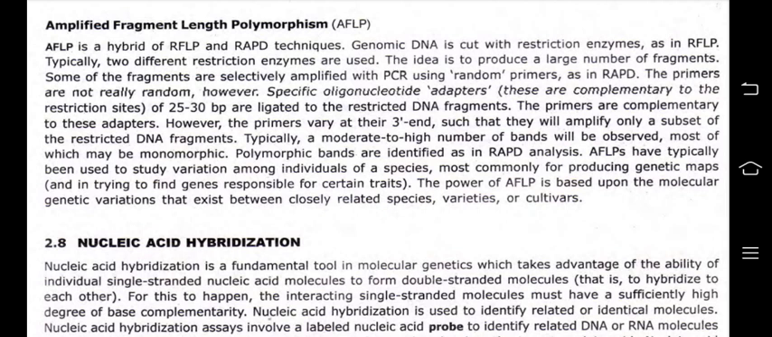Next, amplified fragment length polymorphism, or AFLP. AFLP is a hybrid of RFLP and RAPD techniques. Genomic DNA is cut with restriction enzymes, as in RFLP. Typically, two different restriction enzymes are used.